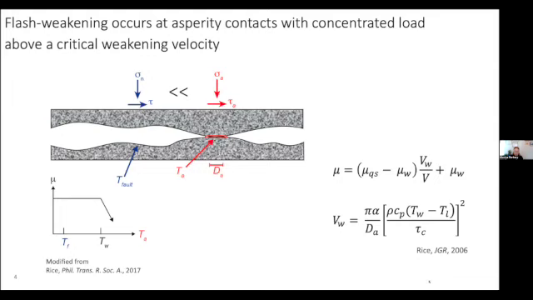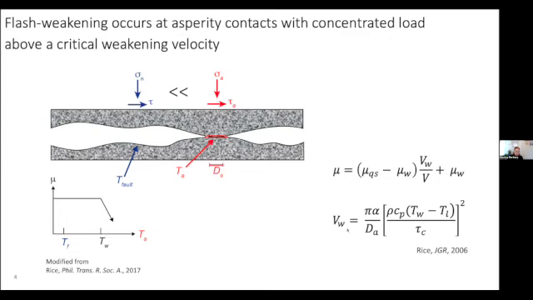Rice developed a constitutive equation set, published in 2006, in this classic work that predicts what the friction coefficient is going to be based on your quasi-static friction, a fully weakened friction coefficient, your sliding velocity, and then a weakening velocity, VW. That weakening velocity is really what's key. If you're sliding above that weakening velocity, you get immediate weakening of those asperities. Below it, there's no weakening at those asperity contacts.